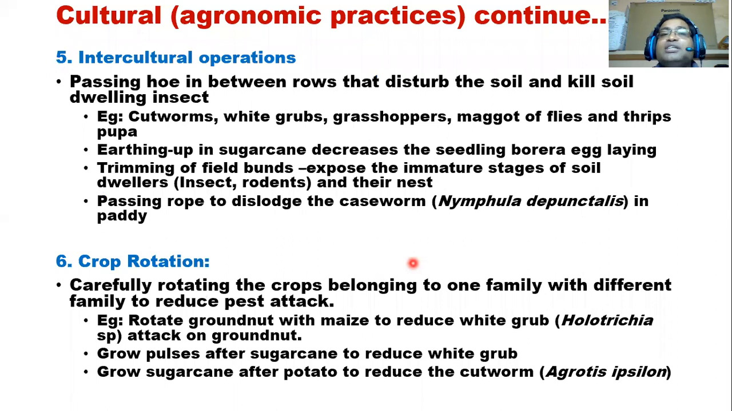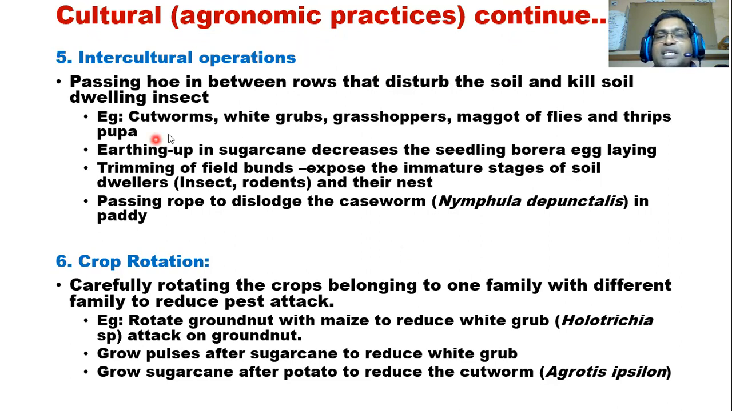Intercultural operations are commonly practiced by the farmers. While cultivating, they will go for weeding, right? They will go for hoeing in between the plants. If you are doing the intercultural operation, you should not disturb or injure the plant.